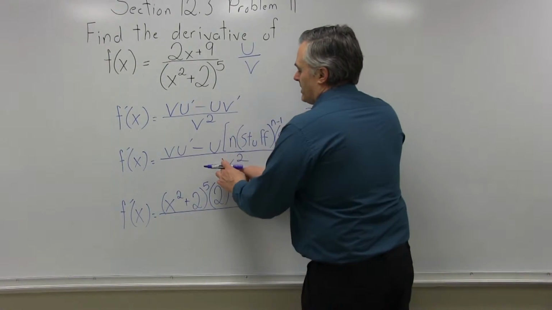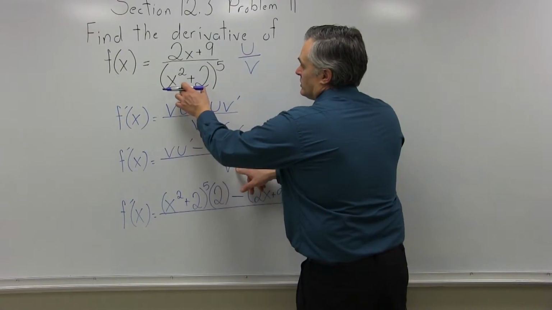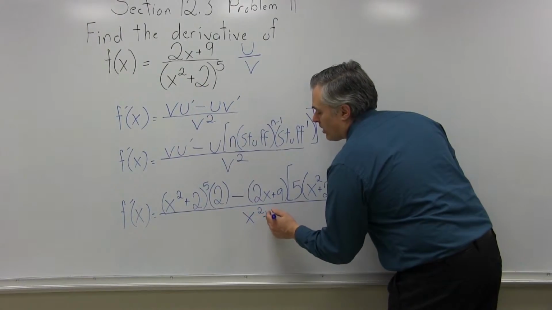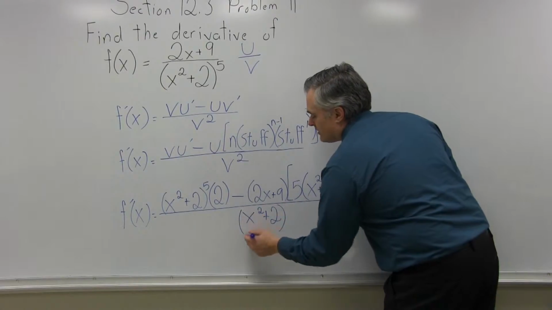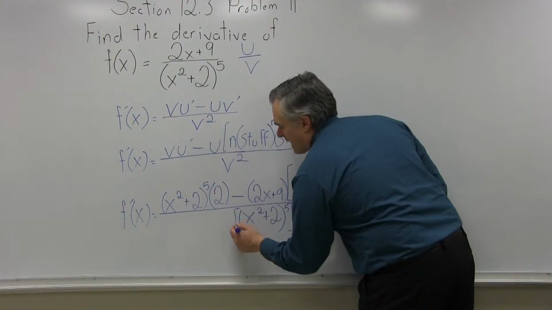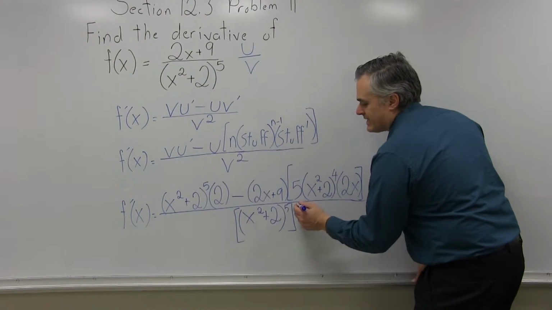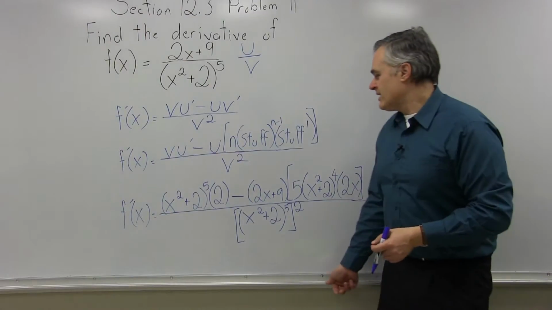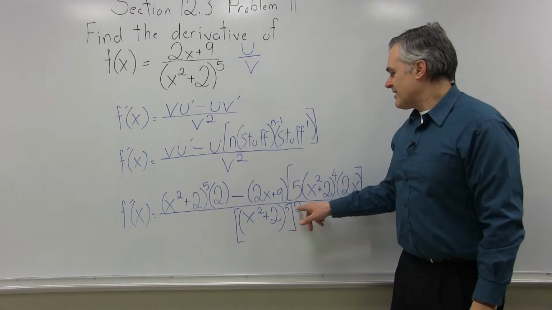And then the denominator squared, v squared. So I'm going to have x squared plus 2 to the 5th power. And that whole thing, including the 5th power, will be put into brackets and raised to the 2nd power. And if you do want to simplify it, you can just make that a 10th power.